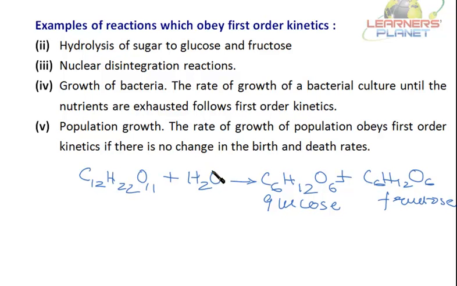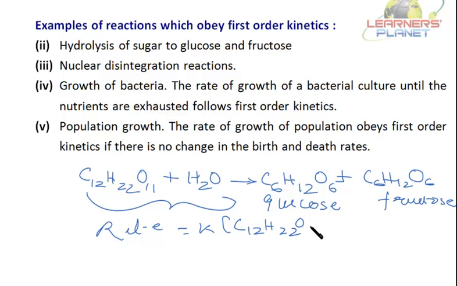This is a first order reaction. How come? There are two reactants. Now the question arises, when there are two reactants, how can this have first order kinetics? How can the rate of reaction be proportional to the concentration of C12H22O11 only?